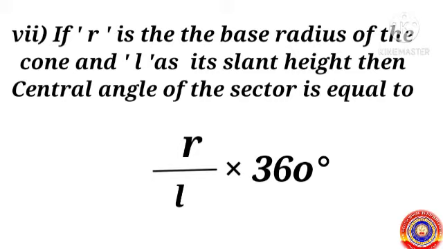Next, seventh point, if R is the base radius of the cone and L is its slant height, then the central angle of the sector is equal to R by L into 360 degree.